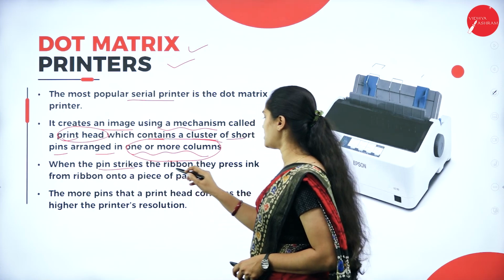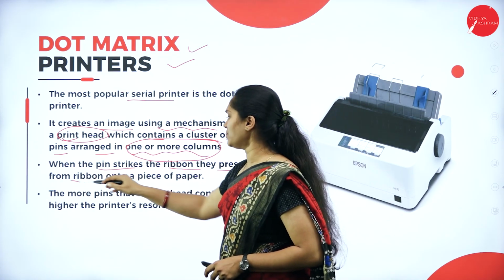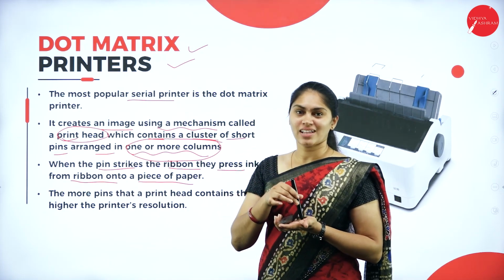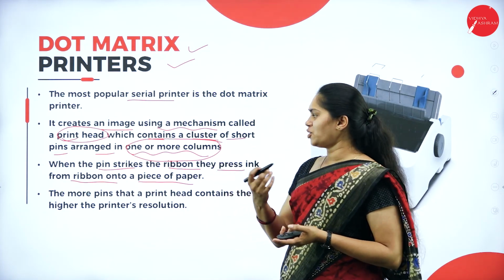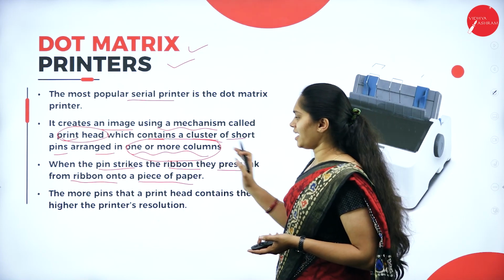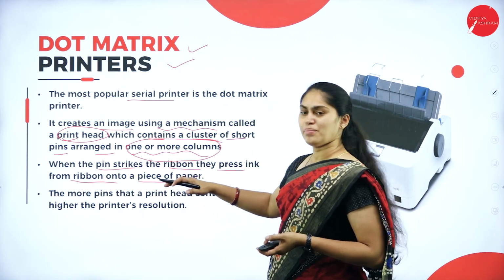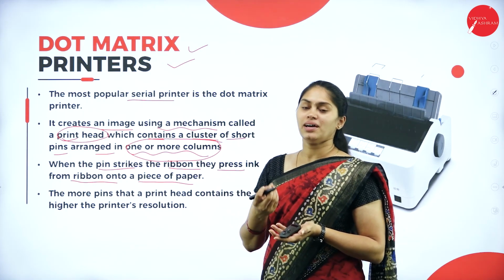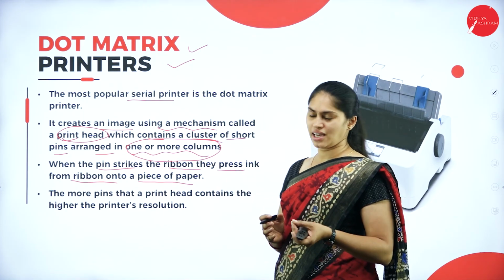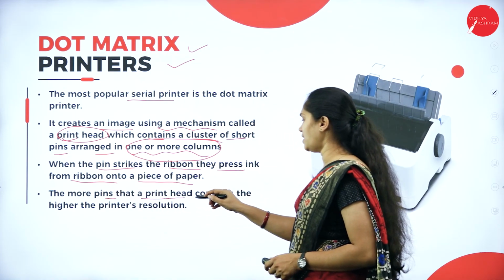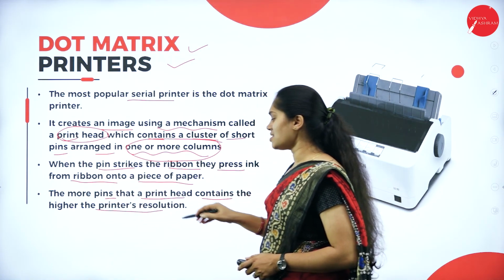When the pin strikes the ribbon, it presses ink from the ribbon onto a piece of paper. When the pin strikes that ribbon, it produces the ink. That ink ribbon is in physical contact with a piece of paper. On that piece of paper, the impression is given as per the pin strike. And the more pins the print head contains, the higher the printer's resolution.